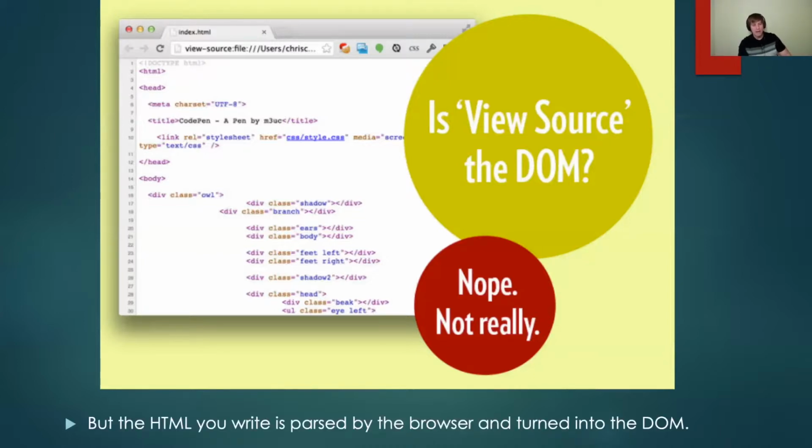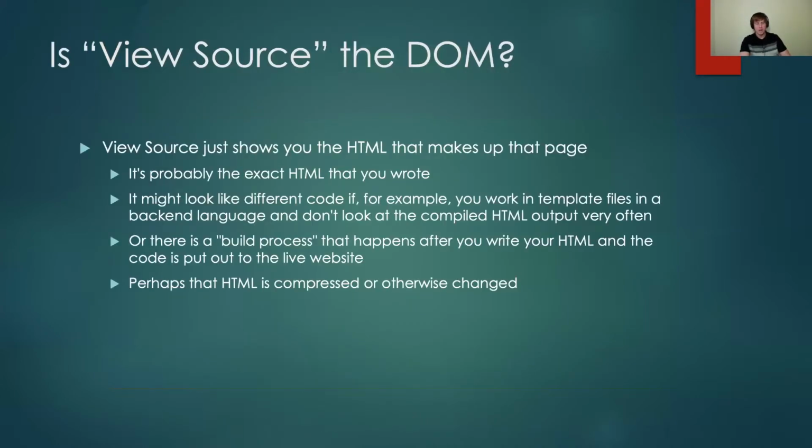When I write HTML code, it's parsed by the browser and turned into the DOM. So when I'm viewing the source, it's one step closer. You can actually see, let's say, that paragraph tag loaded in the body, but on the local machine, it's not there, but it's still not the DOM. View source just shows you the HTML code that makes up that page. It's probably the exact HTML code you wrote.